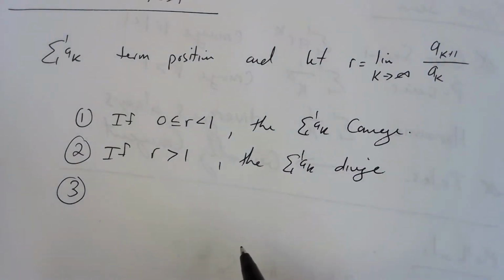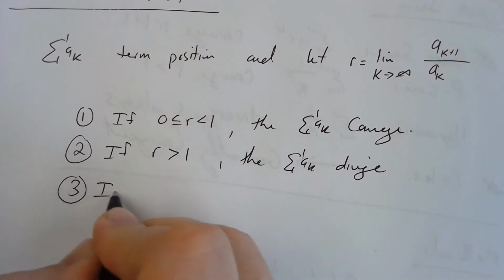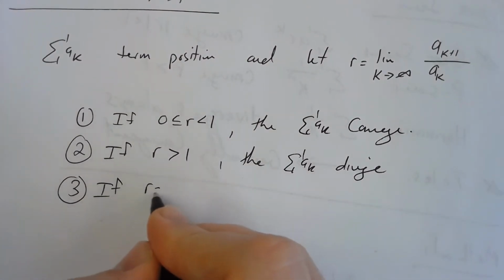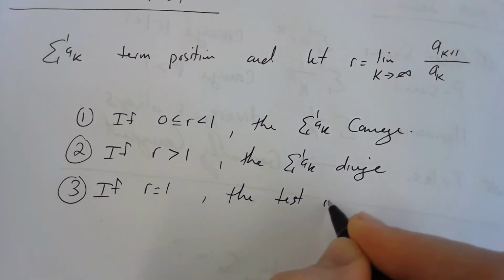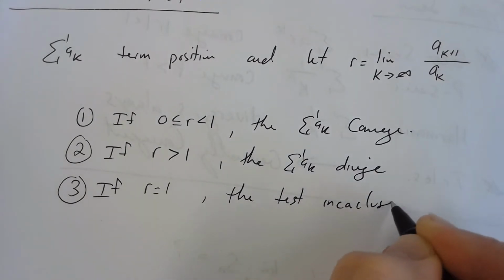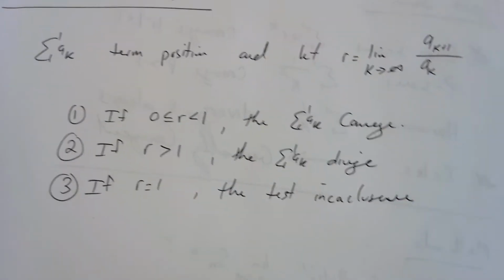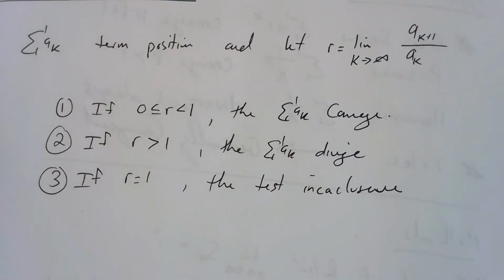The third case, and again, it's not really a case at all, really just says we don't know anything, and that's the piece I've left out. So what if r is equal to 1? Then the test is inconclusive. Very much like your divergence test. If we get the limit equal to 0 for a divergence test, then we don't know any new information. We can't say that it's convergent or divergent in any way.